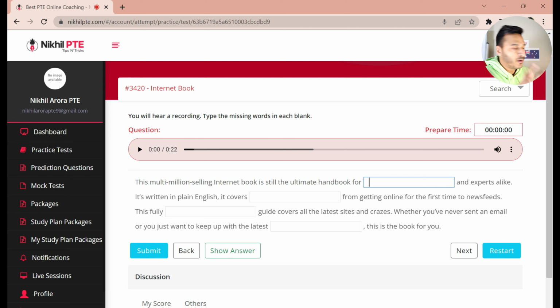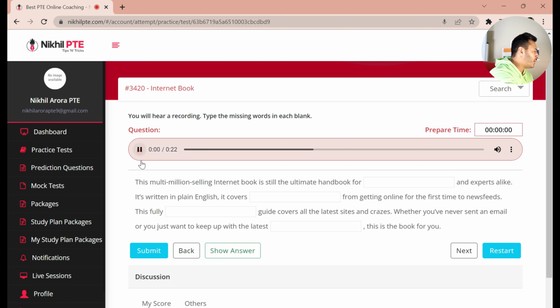How can we improve? First tip, you have to be there. Presence of mind is very important in filling the blanks. If you are missing any blank, do not wait, because the speaker will not stop. You have to be with the speaker. If you miss, you can't judge where the speaker actually is. Let's take an example.